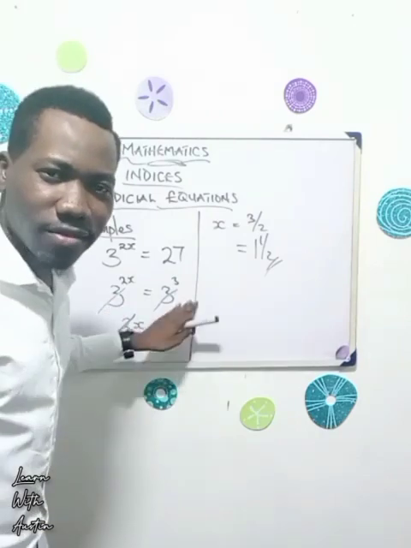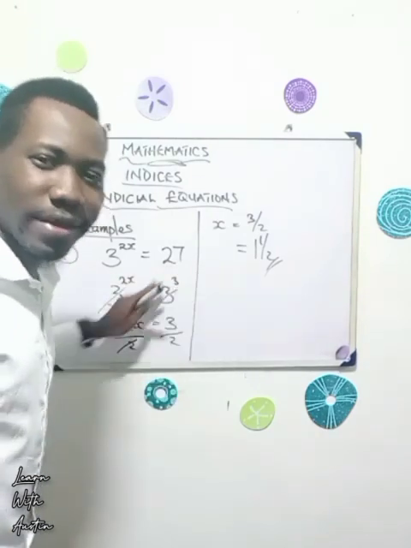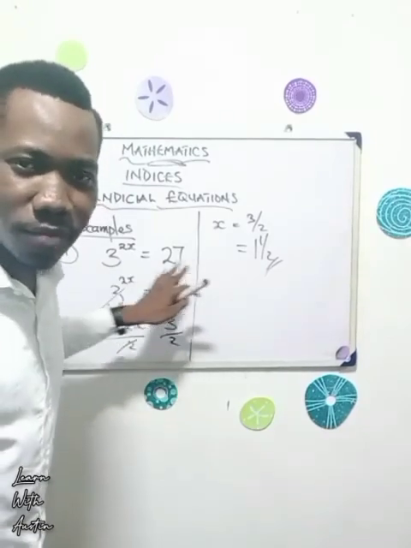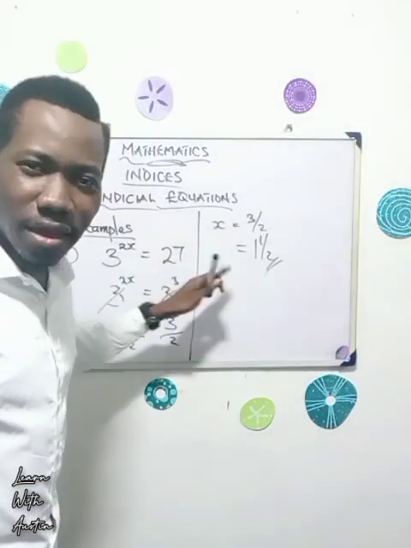When you have something like this, 3 raised to power something, 3 raised to power something, in an equation, you can cancel out the bases, alright? Drop the bases and then you can equate the power. So if you check 27, can we have 3 raised to power anything that will give us 27?